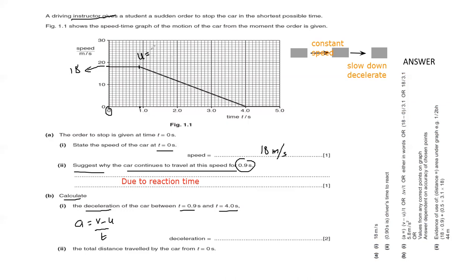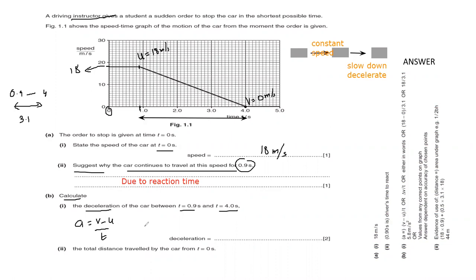At this moment the speed is 18 meters per second. And what is the value of the final velocity? Because the car stops, the final velocity is 0. And what about the time interval? The time interval is from 0.9 to 4 seconds, because it starts from 0.9 and ends at 4. So the time interval is 3.1 seconds.